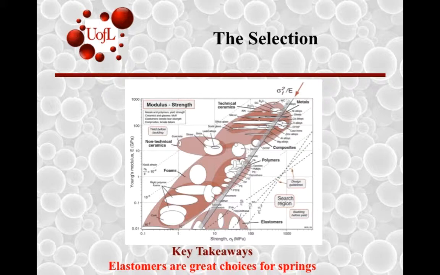And so some good materials that it gives you are elastomers. And depending on the application, you can use steels as well, high strength steels. So this chart shows for minimizing volume, and you can have another chart that will show you for minimizing weight.